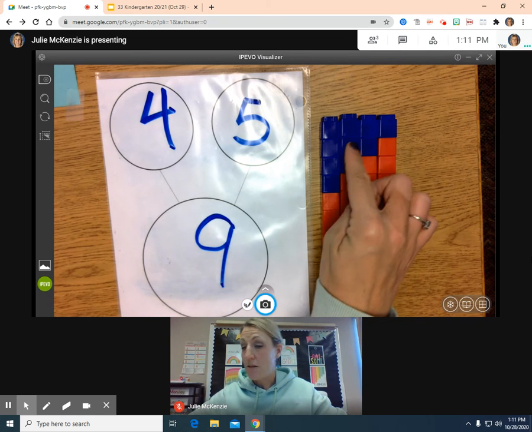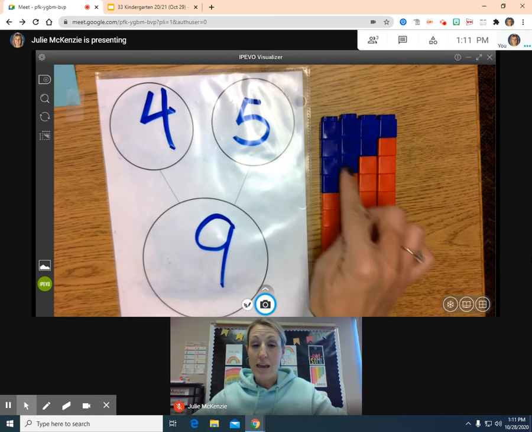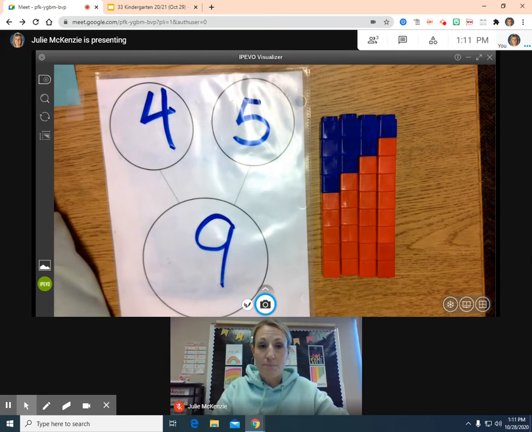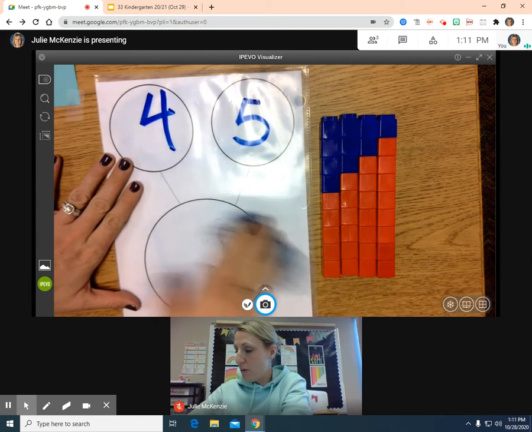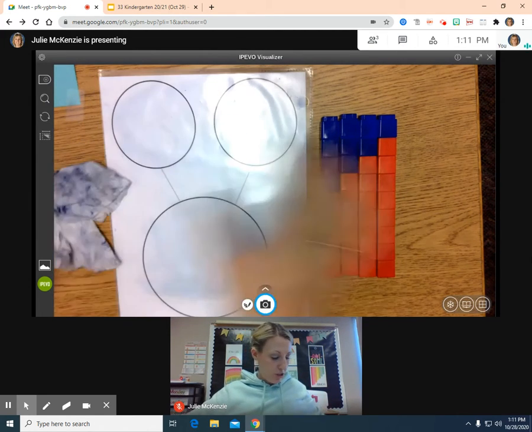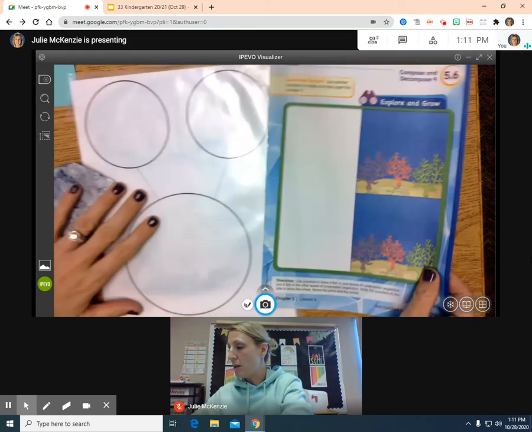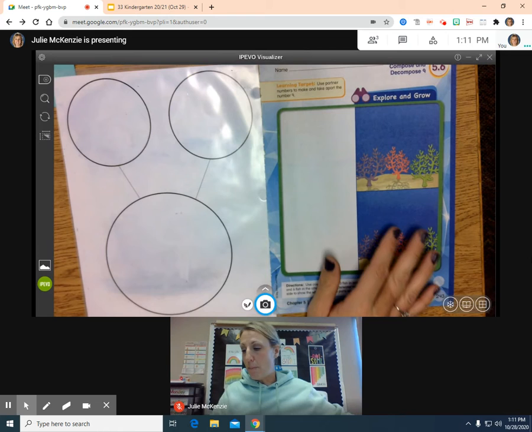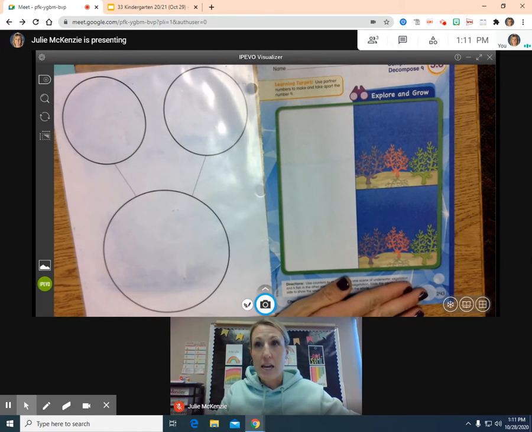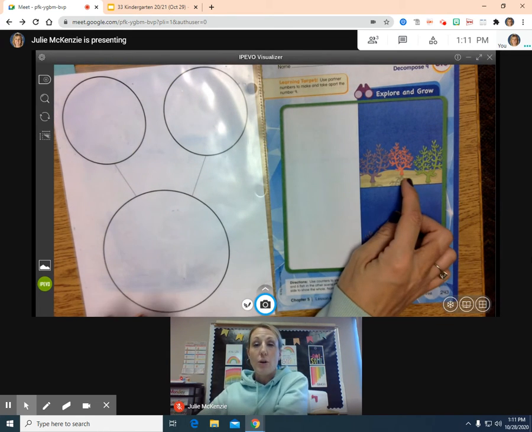Every time I get more blues, I get less reds. Okay, I'm going to put my cubes away, and I want to show you this picture. You can still keep your book closed. You don't need to open your book yet. This is a picture of the sea, and this is something that's called coral.